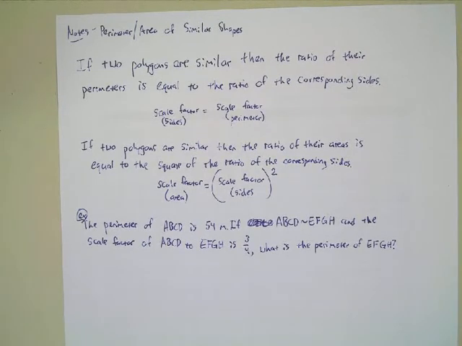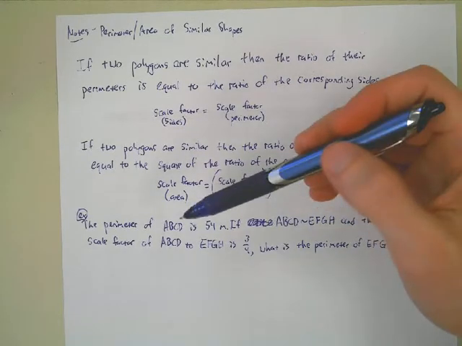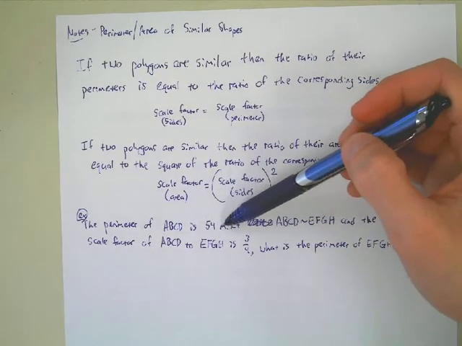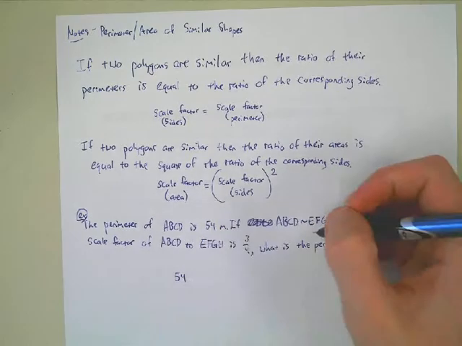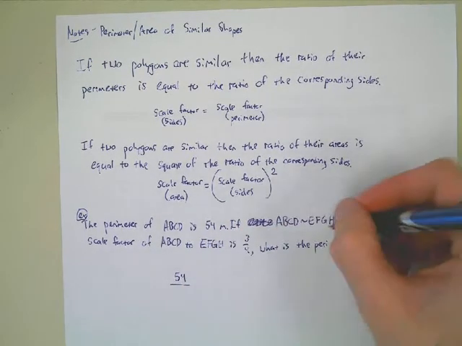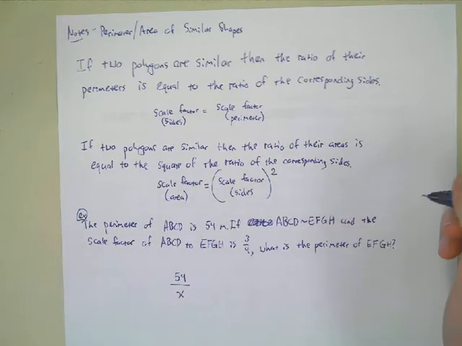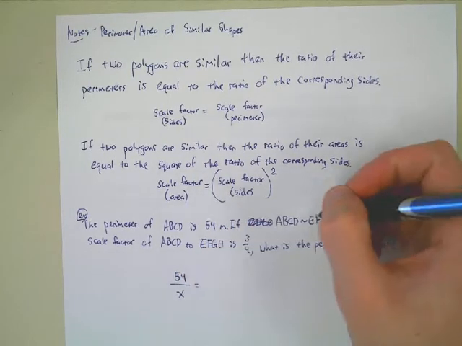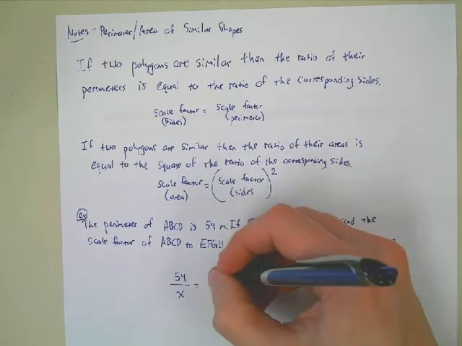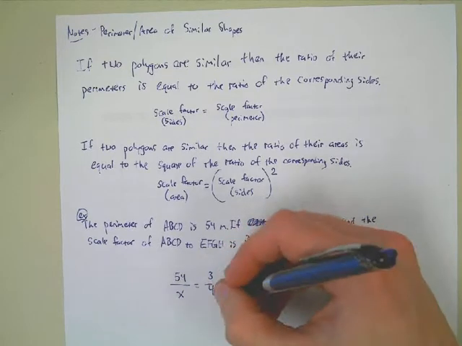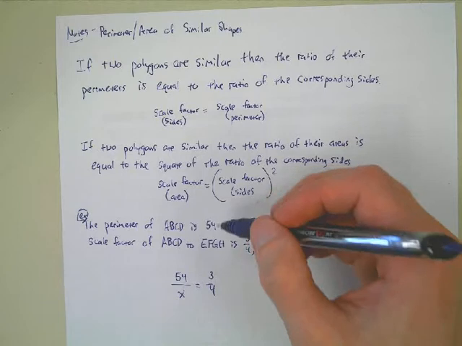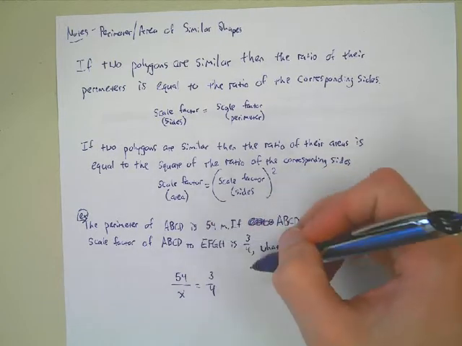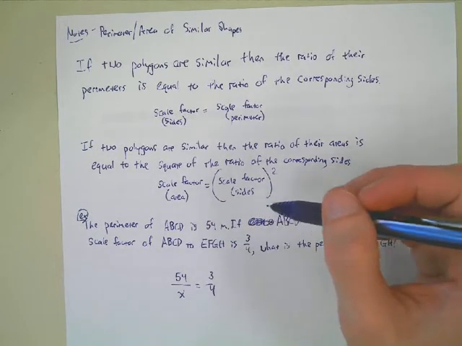thing we can do is set up ratios, right? So, for example, if the perimeter of ABCD is 54 meters, I'm going to say 54, and then I want to find the perimeter of EFGH. I don't know what to call it, X. And that's equal to the scale factor of 3 over 4, right? The ratios of the scale factor for the two shapes should also be the scale factor of the perimeters. So the scale factor for the sides, 3/4, should also be the scale factor for the perimeters. So you can set it up this way.